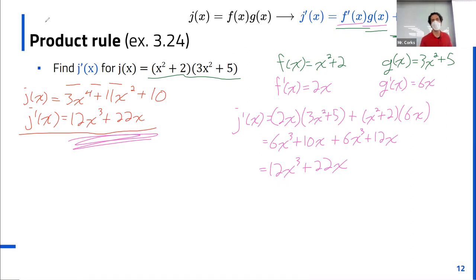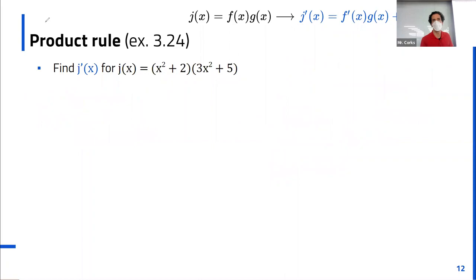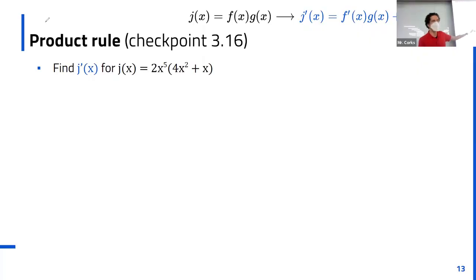Okay, so if we have that, then let's try that here. You can do this one. Try to use product rule specifically to try to find our derivative.